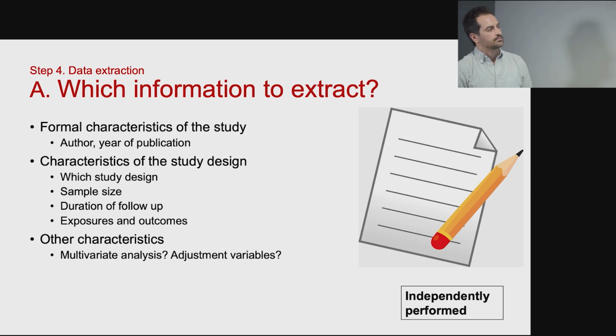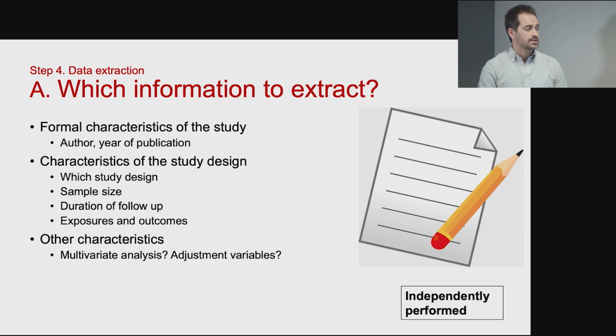You can select some formal characteristics of the studies that are good to describe. For example, who's the author, in which year the paper was published. Some characteristics of the design of the study are very useful. For example, which design was used in the studies: a cohort study, a case control study, a randomized control trial, what's the sample size. If you have longitudinal data, you can describe how long the patients or the participants have been followed up in time. That may influence your results, for example. Which is the main exposure, which is the main outcome.